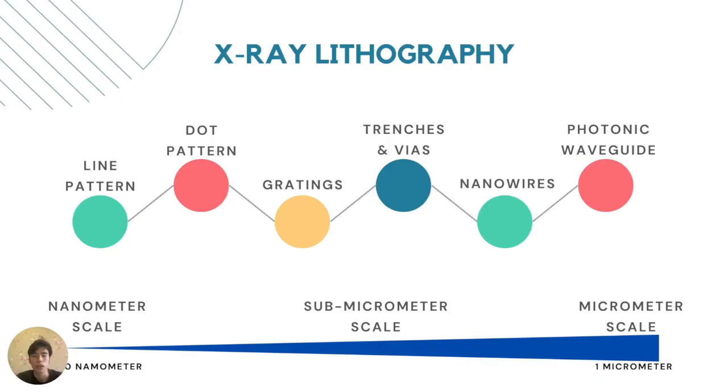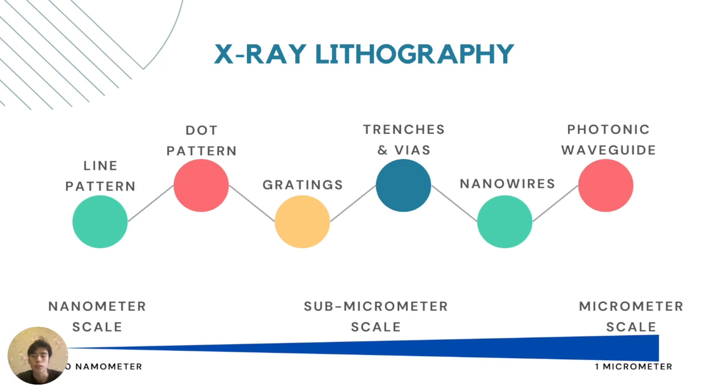Next is the XRL, which stands for X-ray lithography. It is a form of photolithography that employs X-rays instead of visible light to create patterns on photosensitive material. There are various steps of fabrication included in the XRL technique, such as mask design, etching, and resist removal.